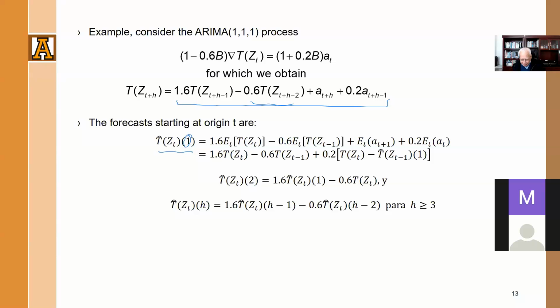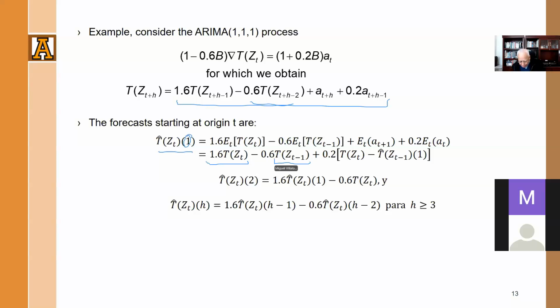Okay. Now what's this? The transformed series at time t, we know that conditional expectation because we have that observation. We are at time t, so we know what T of Zt is. So it's 1.6 times T of Zt. And then the next term, we have Z at t minus 1. It's already in the past, right? So that will be minus 0.6 times T of Z at t minus 1. The conditional expectation is the actual value because we already know it.